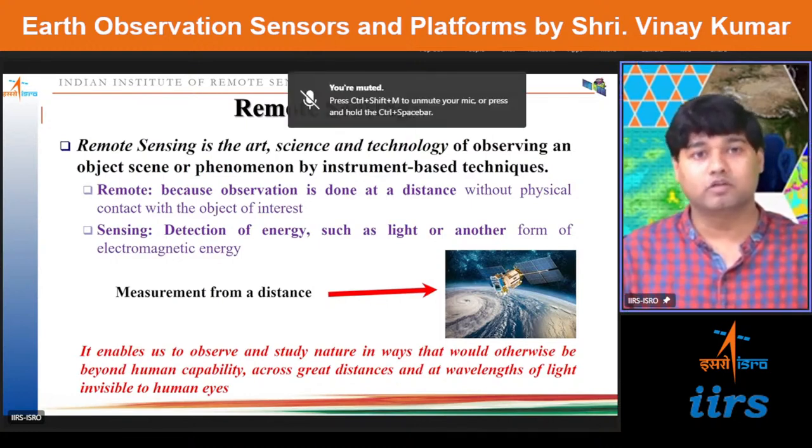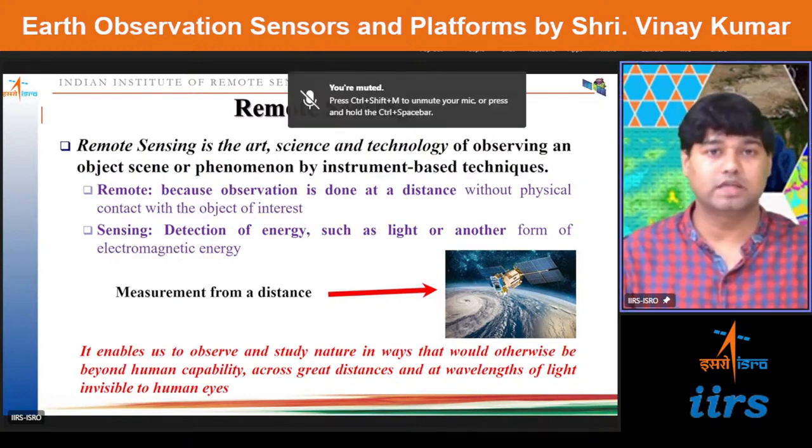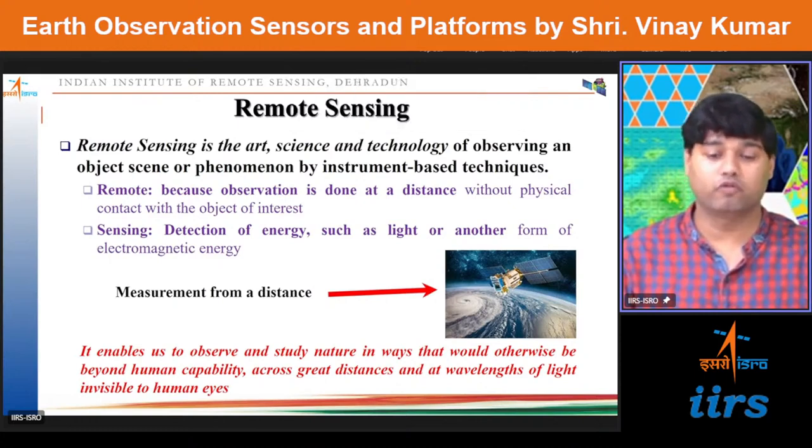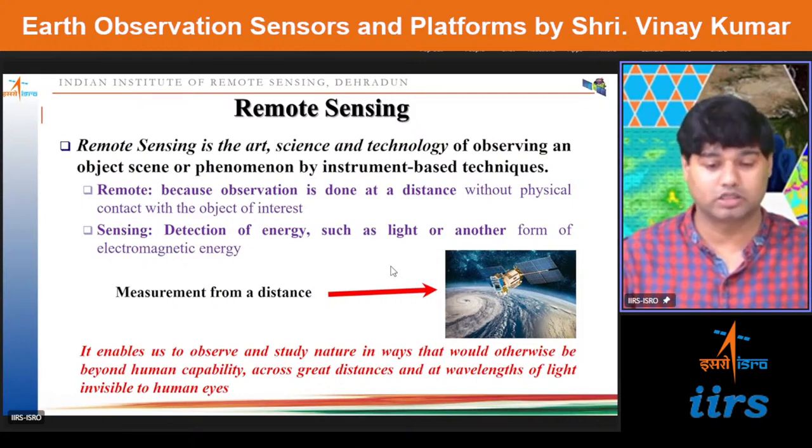As per the definition here, remote sensing is the art, science, and technology of observing an object, scene, or phenomenon by instrument-based techniques. And remote means what? Because observation is done at a distance without physical contact with the object of interest. And sensing means detection of energy such as light or another form of electromagnetic energy.